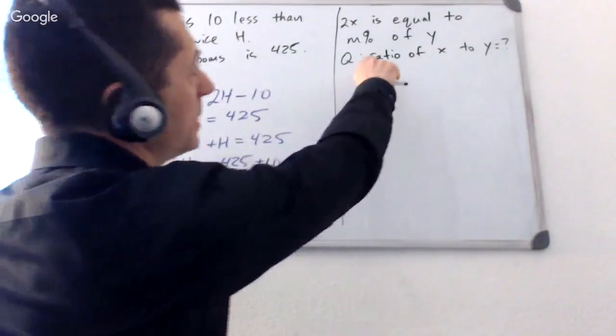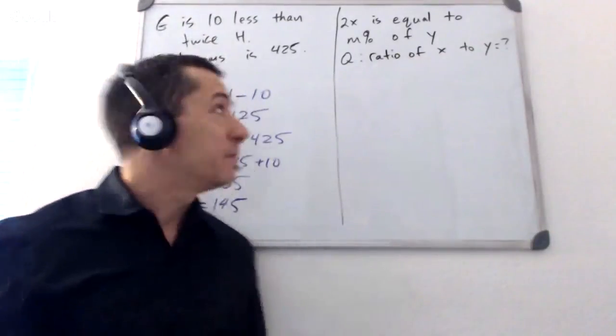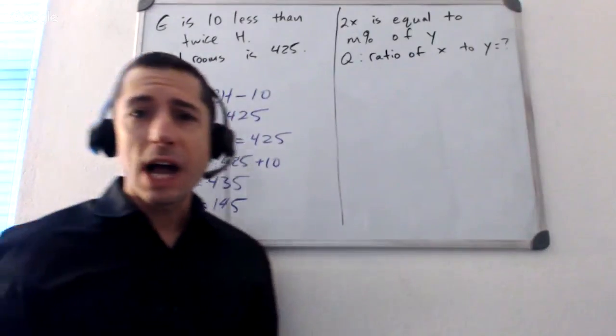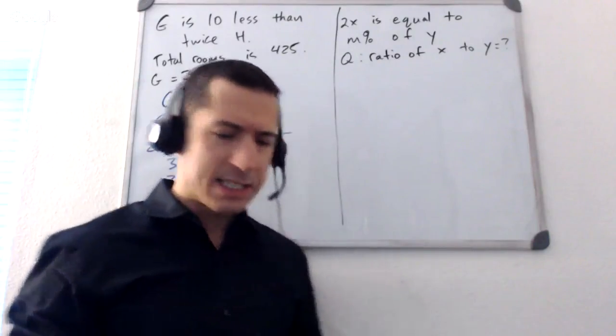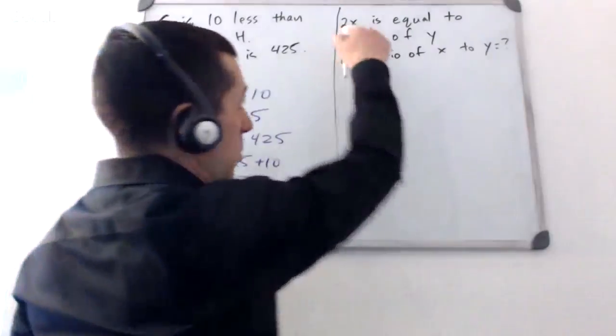Same thing here. Looks a little bit less intuitive. 2x is equal to m% of y. It's one of those things where you can't really intuit anything there and kind of go, oh, this answer would make sense, this answer wouldn't make sense. But you can just go word for word.